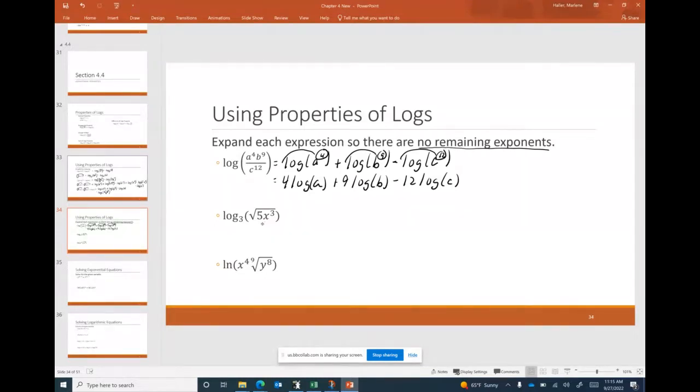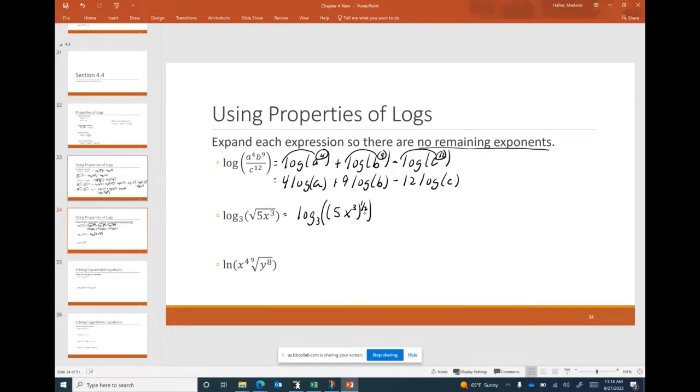Look at this next one. It has a radical in there, and we don't like radicals when we deal with logarithms. So when we find a radical in the argument, we need to convert it to a fractional exponent. All right, so this log base 3 of the square root of 5x cubed can be rewritten as log base 3 of 5x cubed raised to the 1/2 power. Right, because the square root is the second root and everything in there would be the first power.